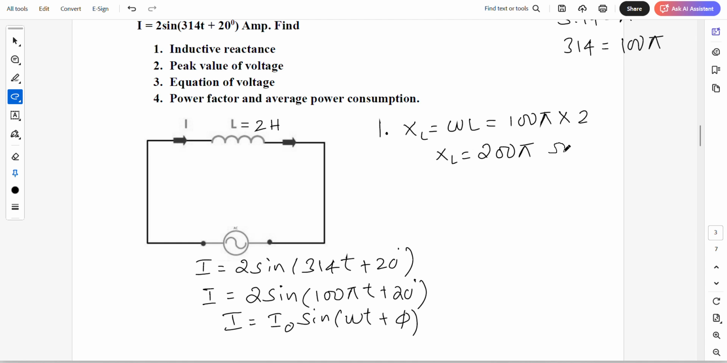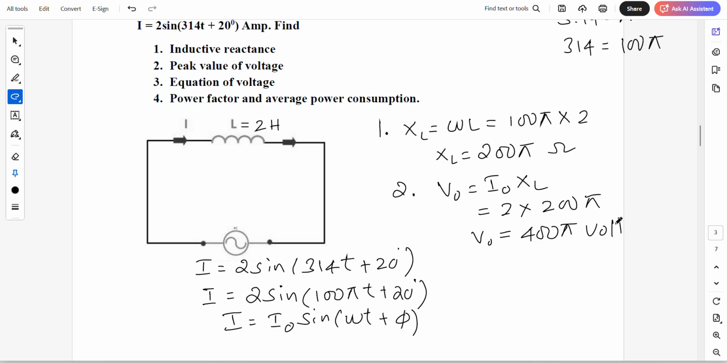Now calculate the peak value of voltage. How to calculate the peak value of voltage? We know that the peak value of voltage V naught is equal to I naught into XL. How much is I naught? Directly compare this: 2, into XL which is 200 pi, that is equal to 400 pi. The unit of voltage is volts. Now, the equation of voltage you have to write.